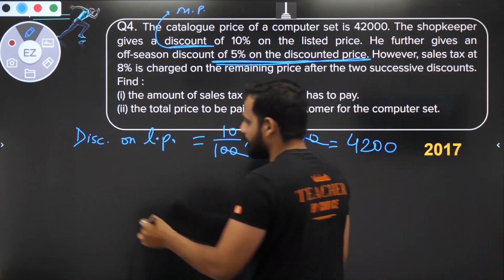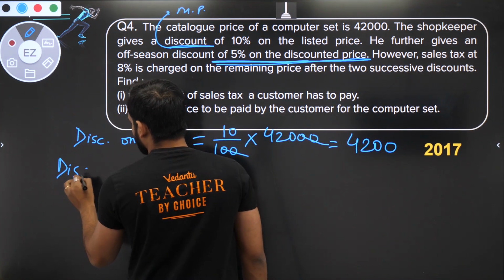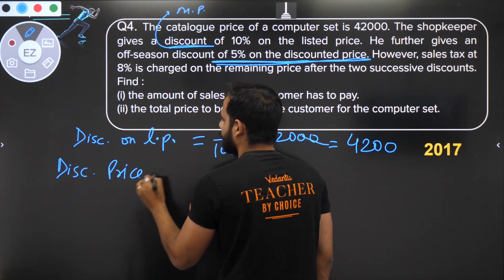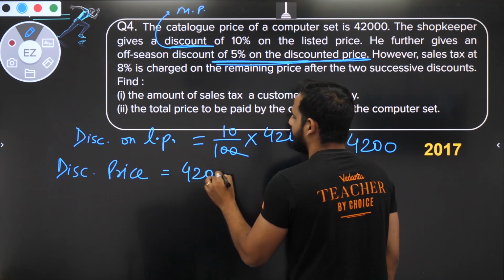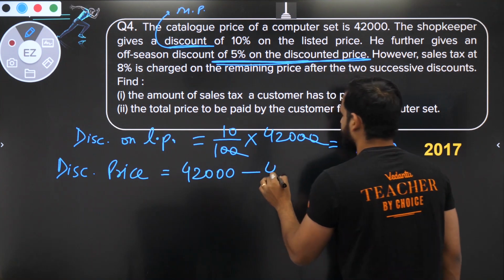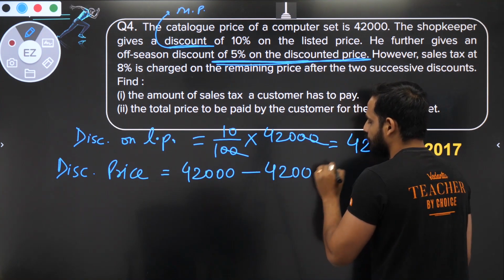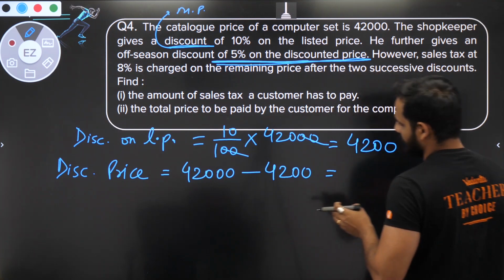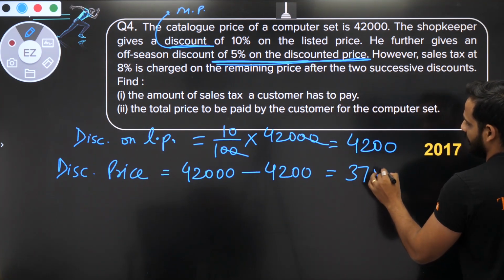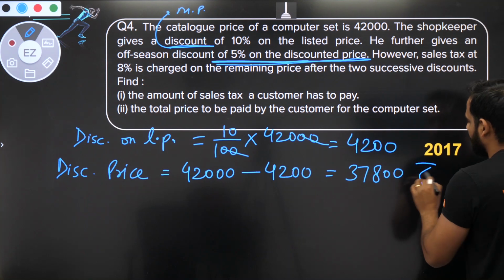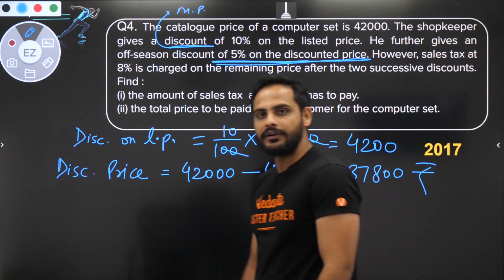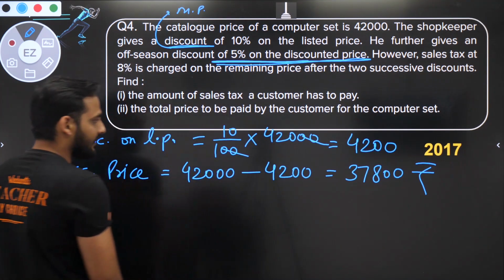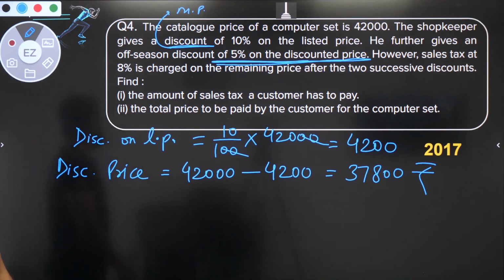So what is the discounted price? I can say the discounted price will be equal to the mark price minus 4,200. So from 42,000, 4,000, if I subtract, 38, 37,800 will be your discounted price after the discount of 10%.